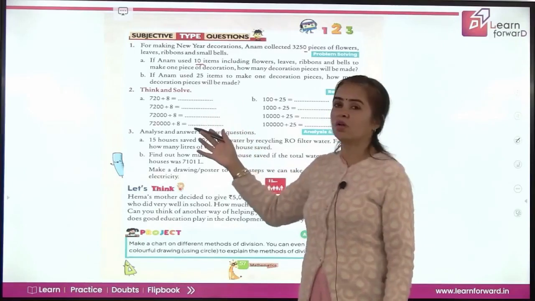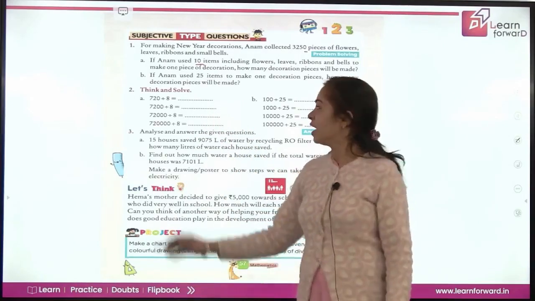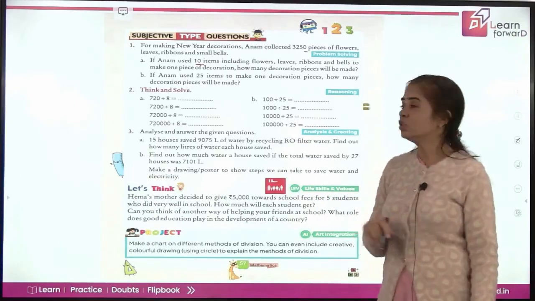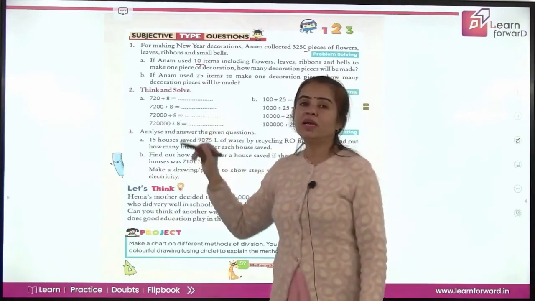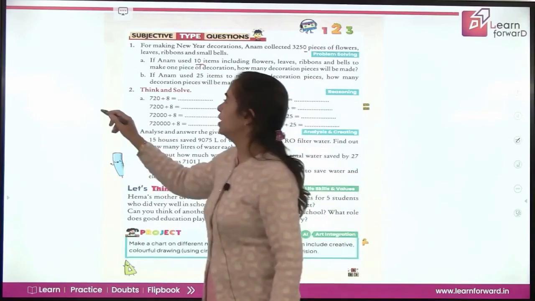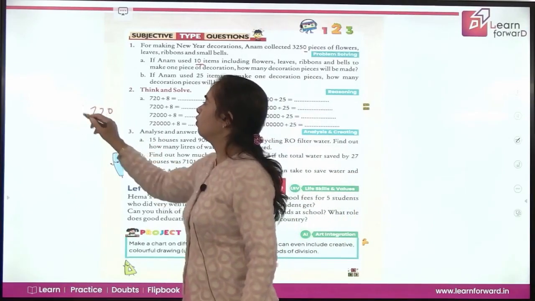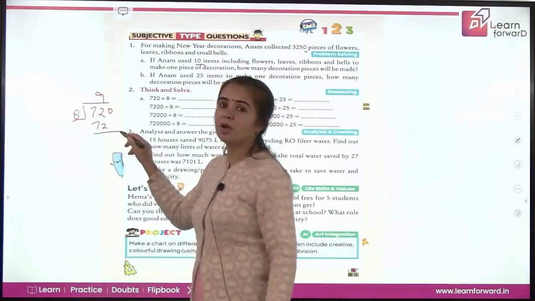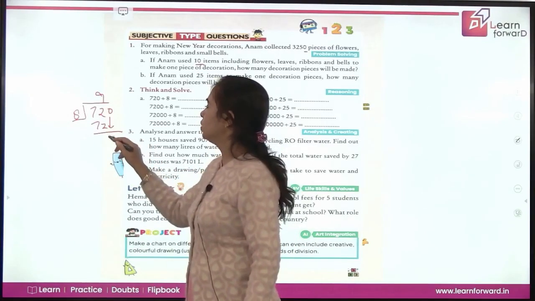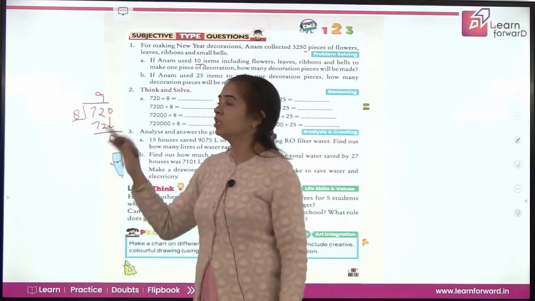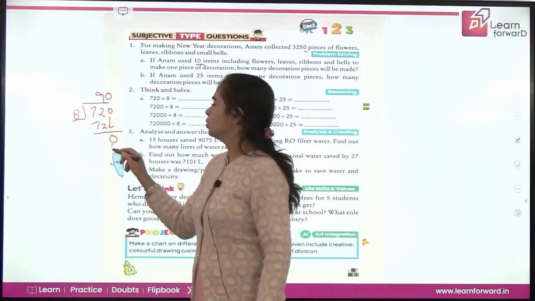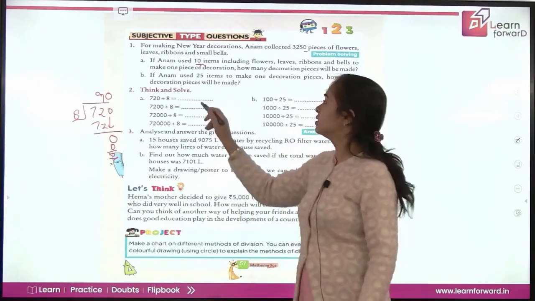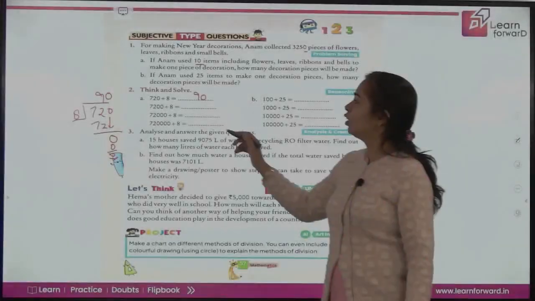Think and solve. Now, we just have the increasing number of zeros here. So, what you have to see? 720 divided by 8. So, when you read the table of 8, you get 8 9s are 72. You will not stop here. I have just told you again, if you bring down a digit, you have to divide also. So, 8 zeros are 0. So, what do you get? This is 90.